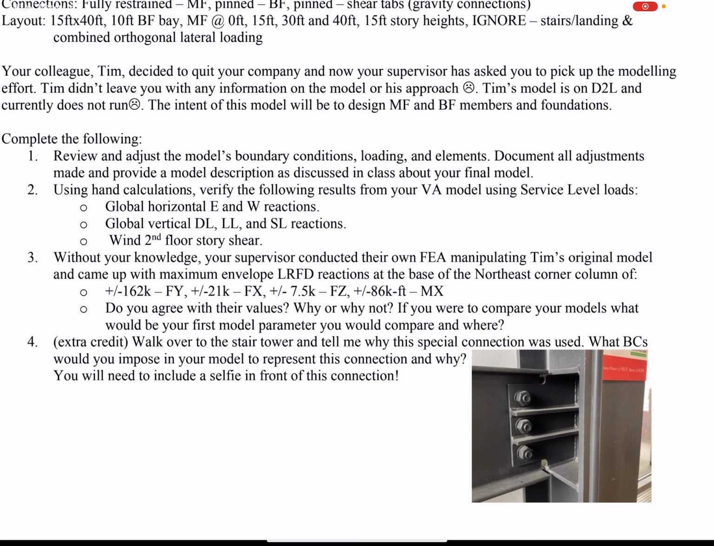Can you tell us what it's called? It doesn't have a name. It's custom. Yeah. We made this for a specific purpose.